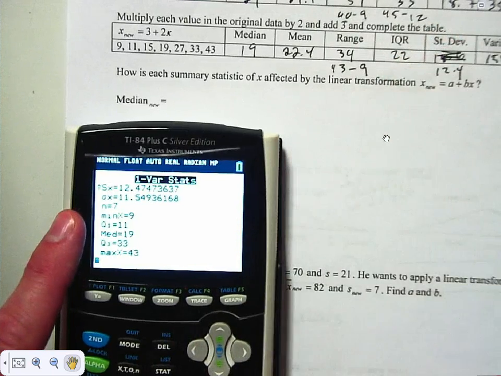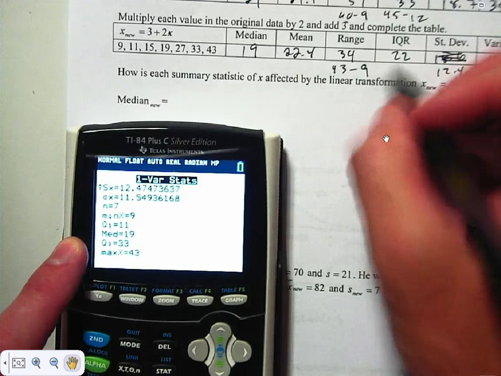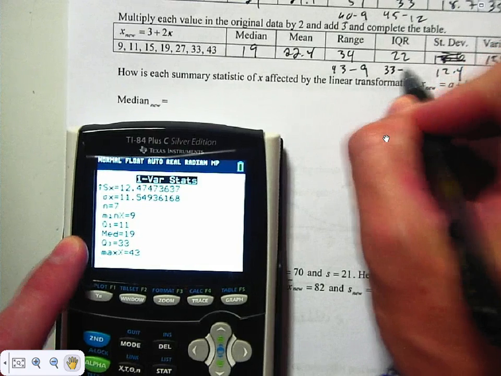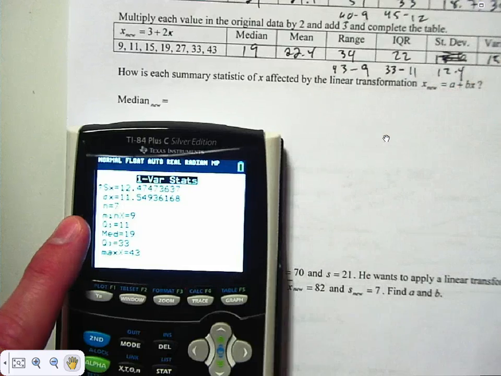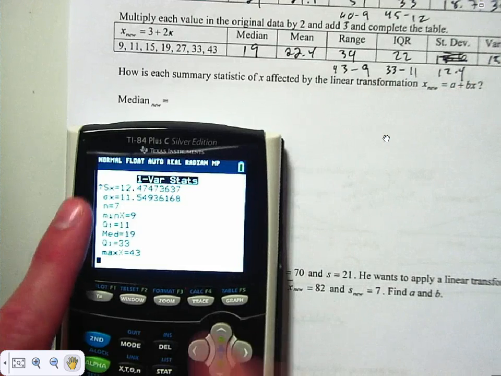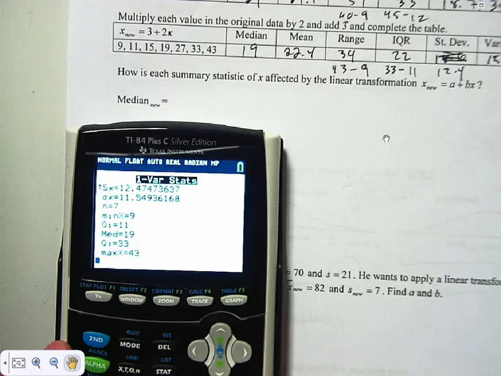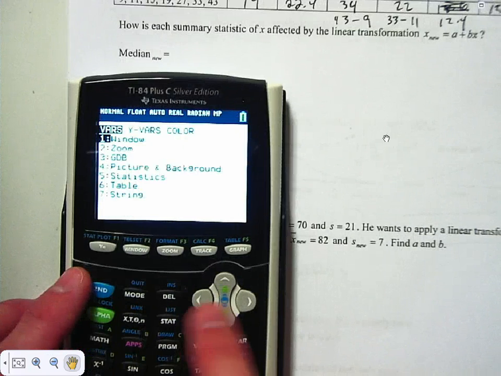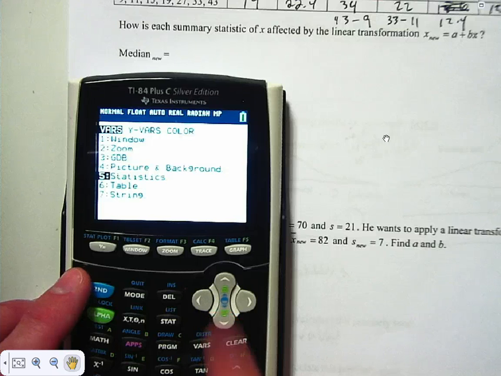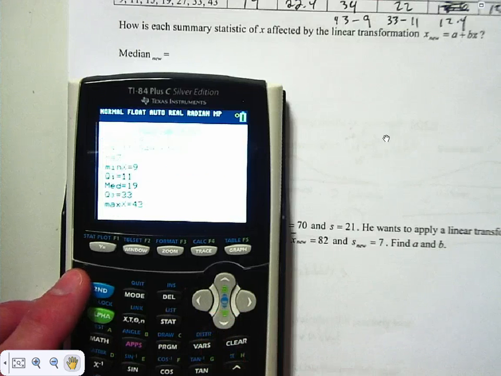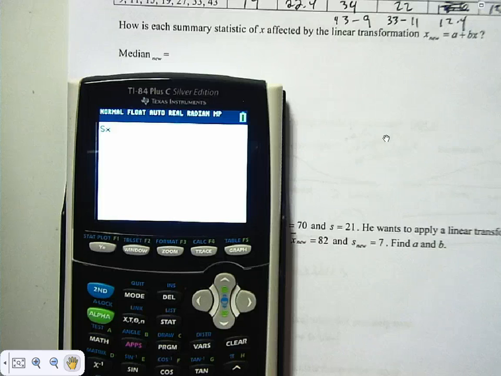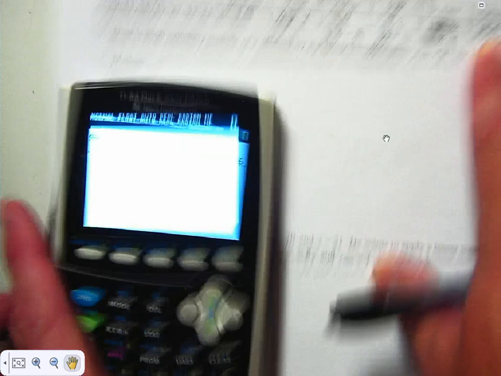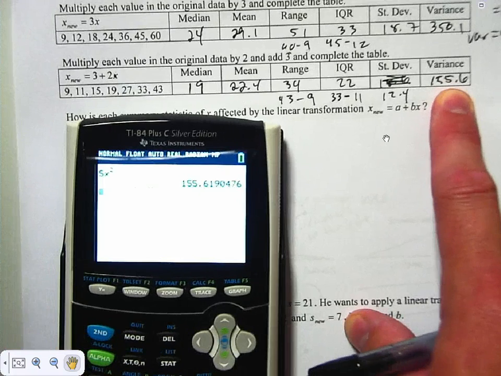That is definitely 34. Is the IQR 22? Well, IQR goes from 33 to 11. Yes, it definitely is. Is the standard deviation 12.4? Yes, it is. And my guess is when we go to VARS, statistics, pull out S sub x, and square it, we get, looky there, 155.6.